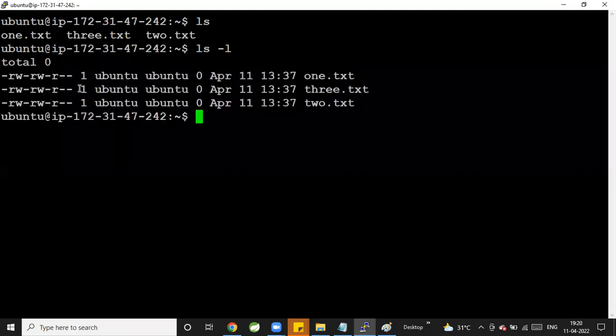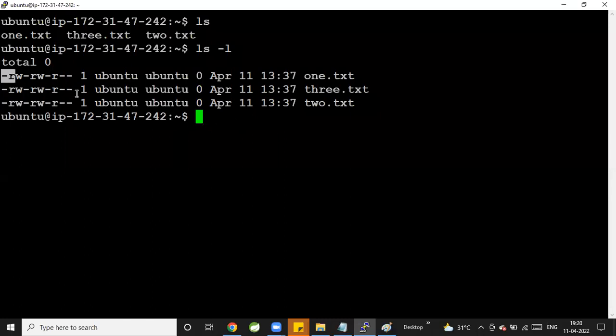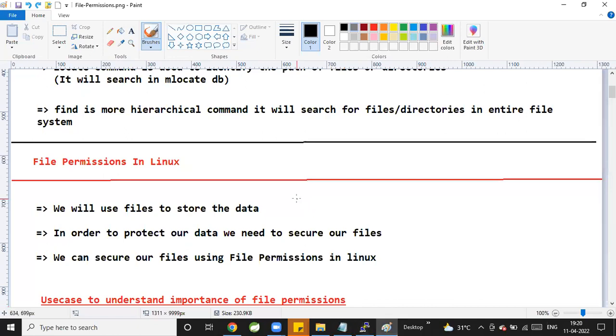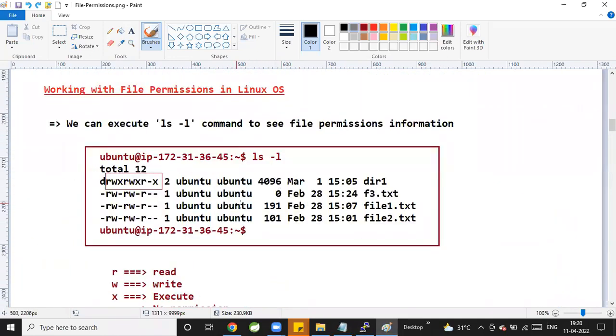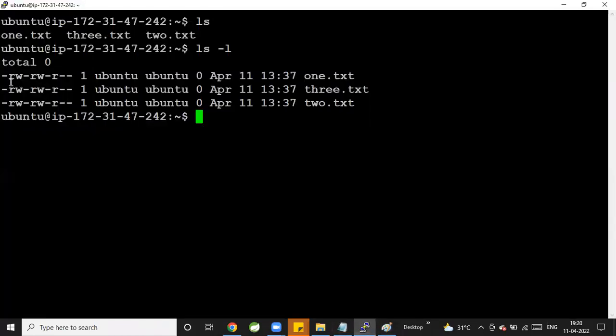Now, can you see the long listing of the files is displayed? Yes, the long listing of the files is displayed. Now, whenever you do the long listing of the files, can you see here it is displaying -rw, -r. Can you see now? Let me create one more folder, like AWS DevOps. I'm creating directories, then ls -l.